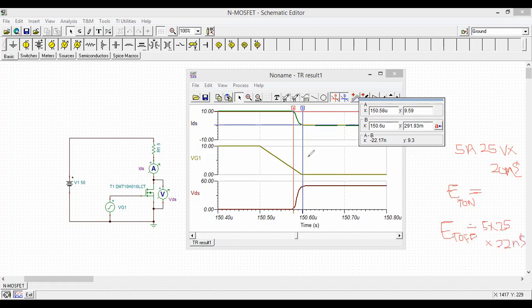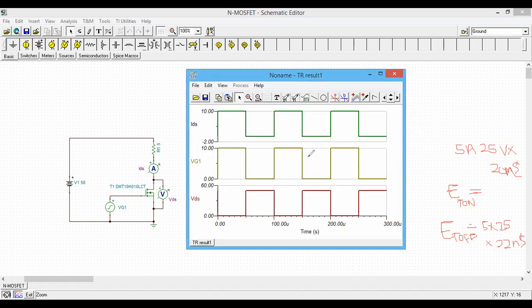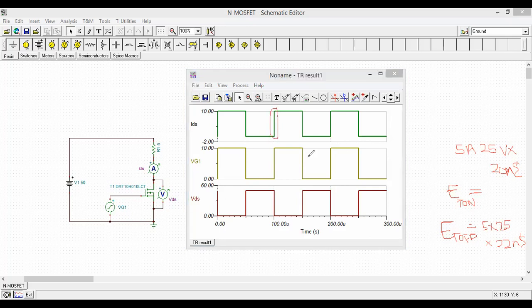So now you know the power dissipation here. So we know the power dissipation here. This is that value. Sorry, the energy dissipation here, and the energy dissipation of the MOSFET in here. That is this one, and this is this one. So we know both values, right?